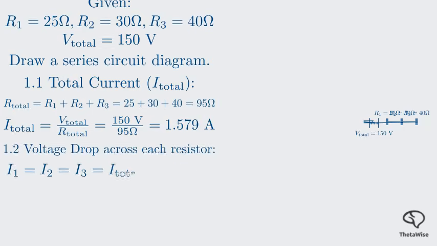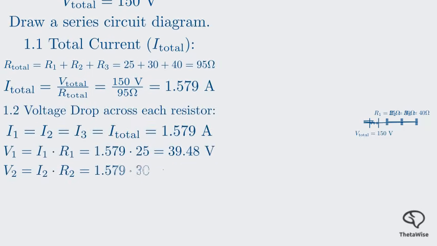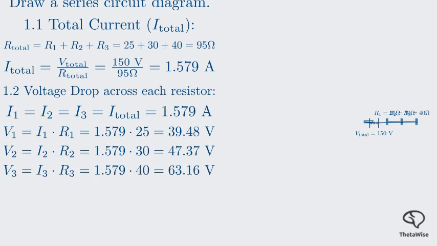For question 1.2, the voltage drop across each resistor, remember that the current is the same in a series circuit. So, I1, I2, and I3 are all 1.579 amperes. Now use Ohm's law for each resistor. V1 is about 39.48 volts, V2 is about 47.37 volts, and V3 is about 63.16 volts. If you add these up, they should approximately equal 150 volts.